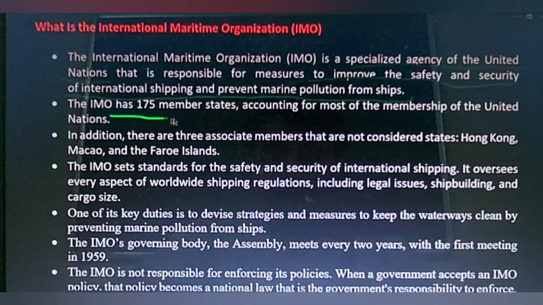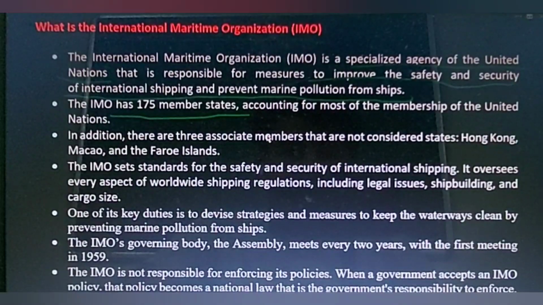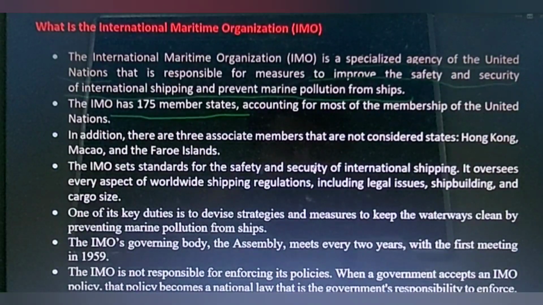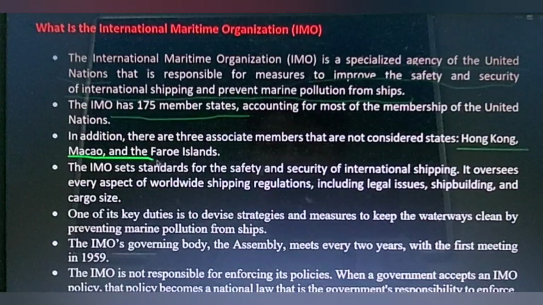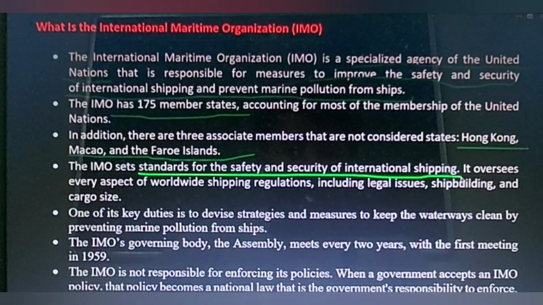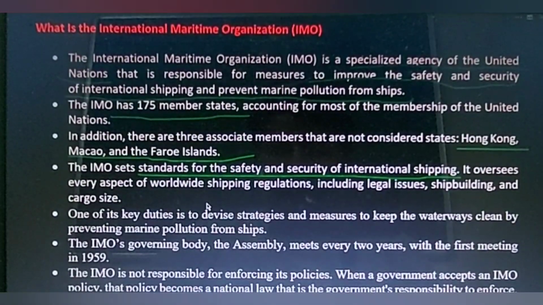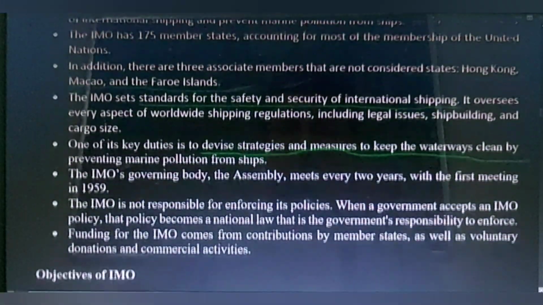And basically it has 175 member countries, and there are also 3 associate members that are not considered. These are countries like Hong Kong, Macau, and Faroe Islands. IMO sets standards for safety and security of international shipping, and one of its key duties is to devise strategies and measures to keep waterways clean and prevent them from all sorts of water pollution.